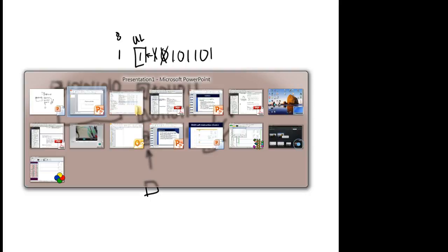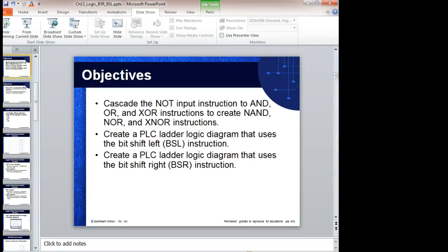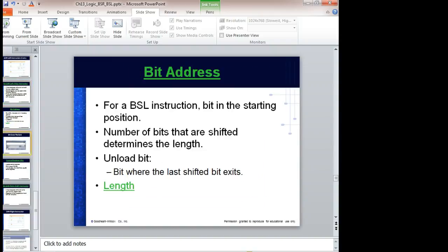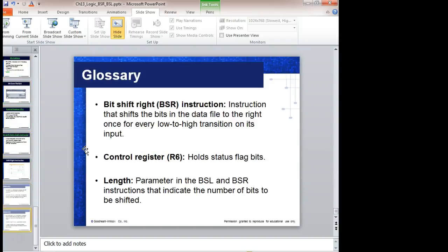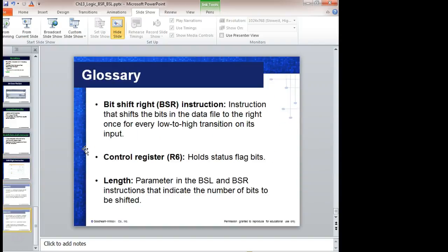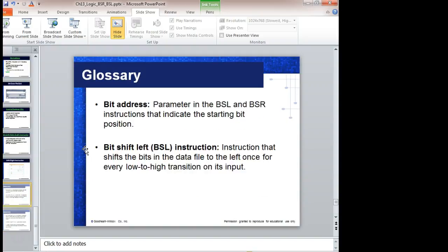So what other bits do we have besides the unload bit? Let's look at that real quick. Let's see what else we have in that R6 register. So we have a bit shift left, bit shift right. Control register 6 length indicates the number of bits to be shifted. The shift bit instruction shifts the bits in the data file to the right or left.